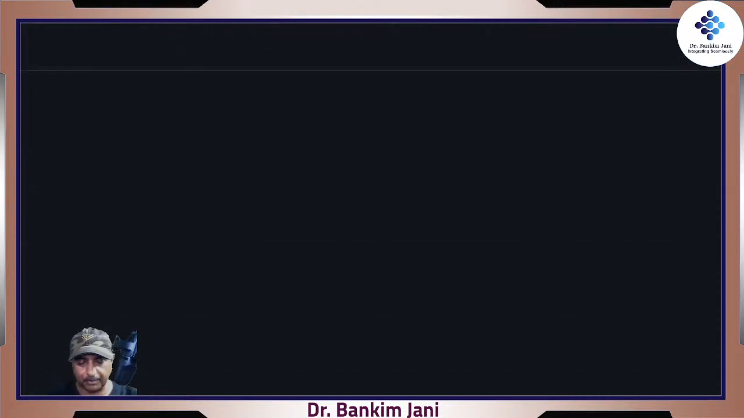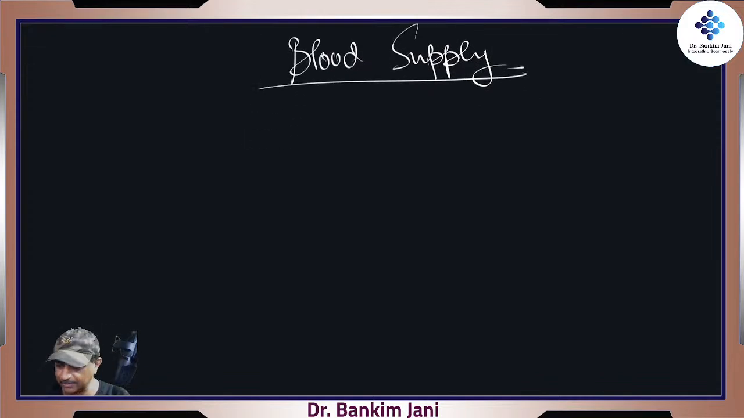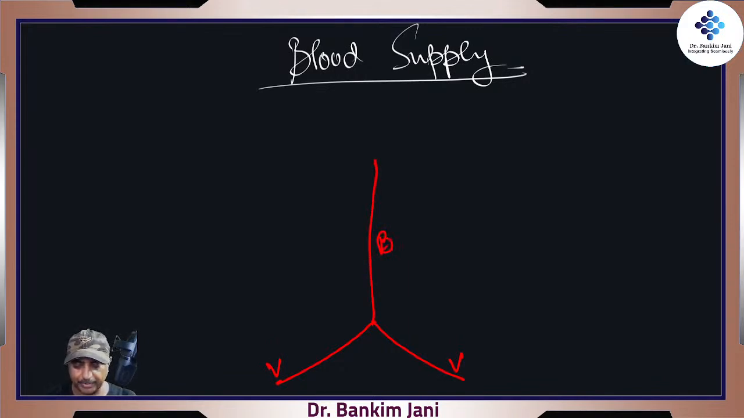On to the blood supply. If you know the circle of Willis, then blood supply is super easy. We'll make it still easier. Let's draw, instead of that theory part. The brain is supplied by the internal carotid and the vertebral, those vertebral which are from the backside. So here is the vertebral, here is the vertebral, and then both of them unite to form the basilar.